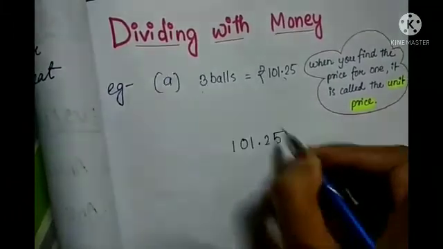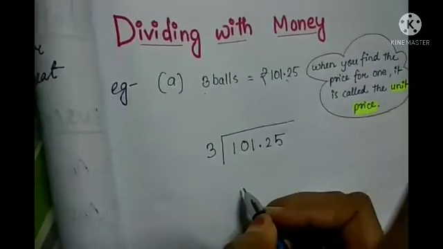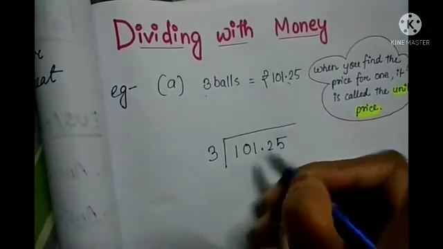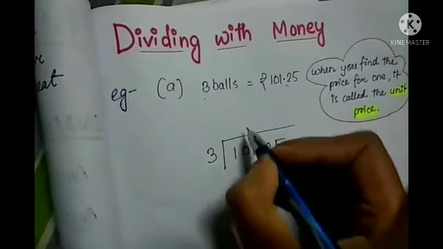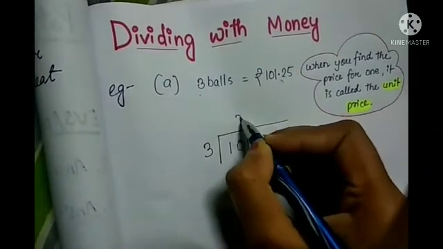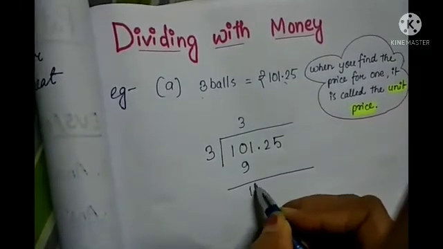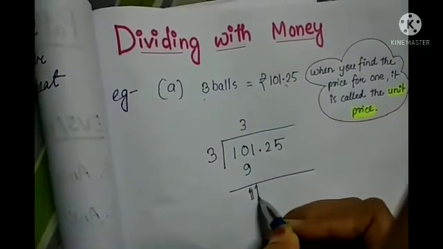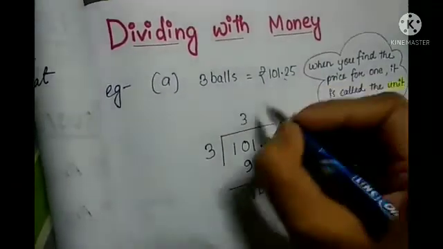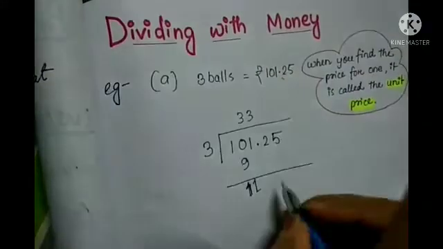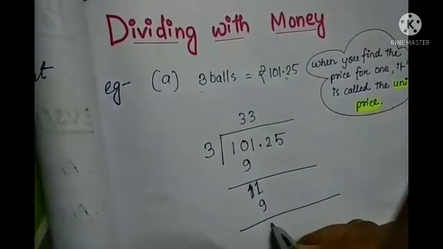101.25. Similarly I have written here. Okay, now you have to divide by 3. So first 1 cannot be considered, 1 is less than 3. Now I have to consider 2 digits. So the quotient will start from here. So 3 3s are 9. Now 1 will be the remainder and this one will come down. Now again 11 you are getting, right? So again it will go 3 times, because 3 4s are 12. So again 9. Now 2.